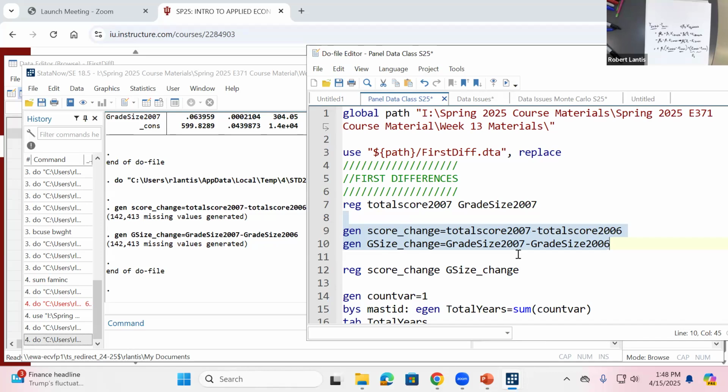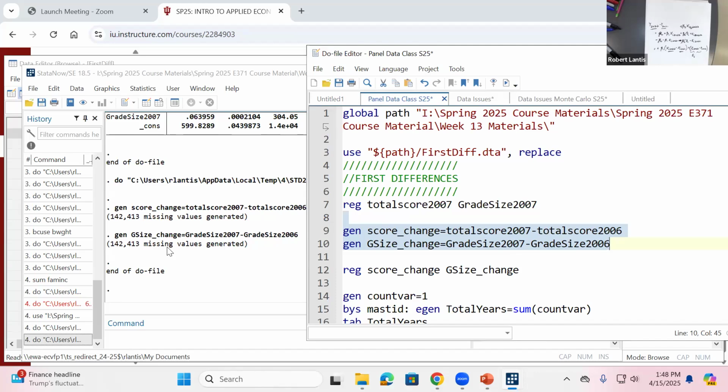Unless we have a truly balanced panel data set, we're going to lose some observations. People that were only in the data set for one of these years, we can't take the difference if we don't have both years for them. Right? So we're going to have a slightly smaller sample size.